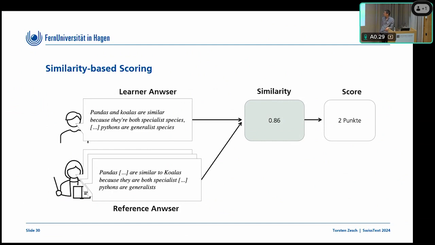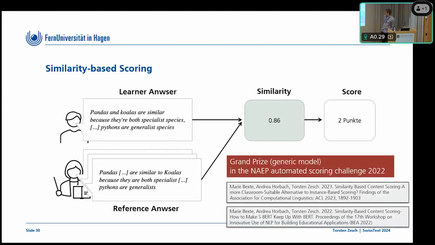Unfortunately, you still need some in the range of 50 to get good performance in the similarity tree. But we used this to win the grand prize in the 2022 NAEP challenge. I'm not too proud of that, because the results were really, really bad. But they were the best of a lot of really, really bad results. So, and then you win, right? But still, it was for the generic model. It can be applied zero shot to other things. But yeah, still a long way to go.